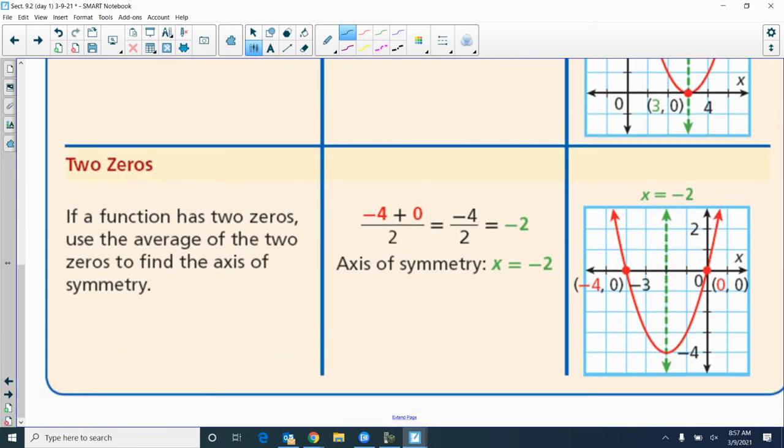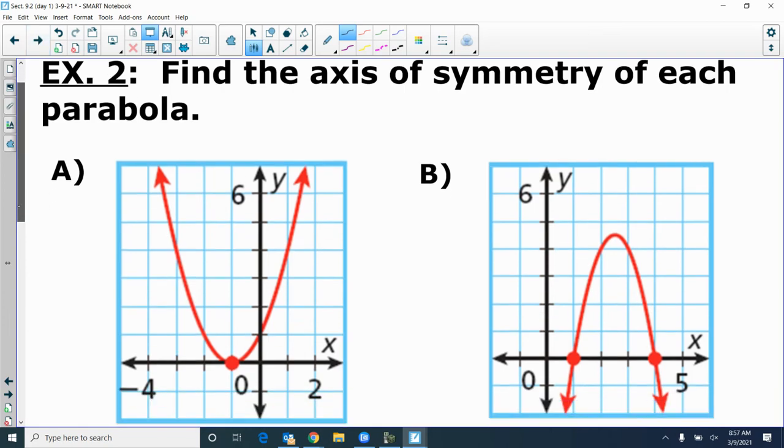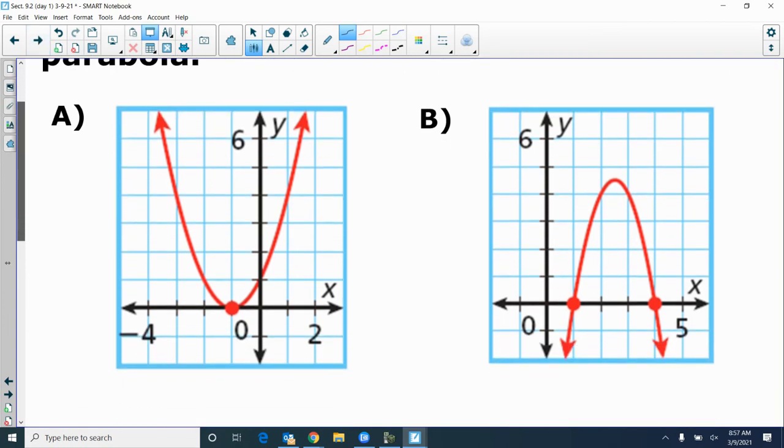If there are 2 zeros, basically the axis of symmetry has to be halfway between the zeros. It still has to go through the vertex, but it has to be halfway between them. Now you're not going to do this too often, but if you do get some ugly numbers, you basically add the -4 plus 0, and then take half of it, you get -2. More often than not, you're just going to be able to look at it and tell me what it is. Okay? So right here, find the axis of symmetry. Now, it's real important how you write it. And actually, go ahead and flip over. You're going to be on the top of the next page.